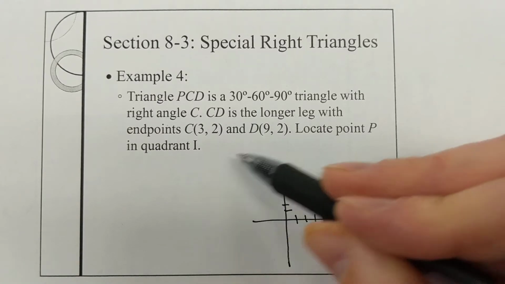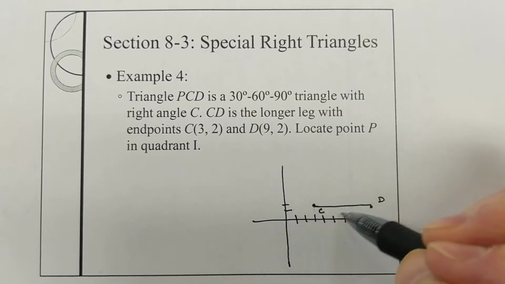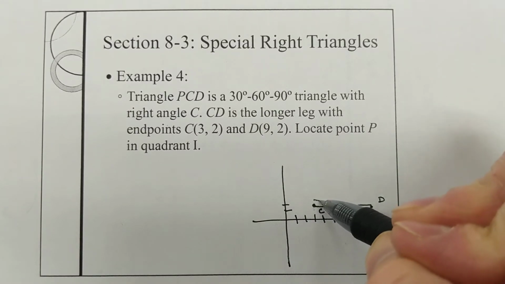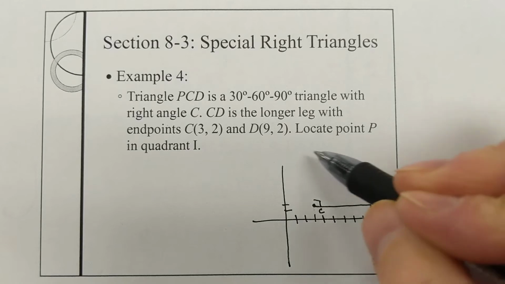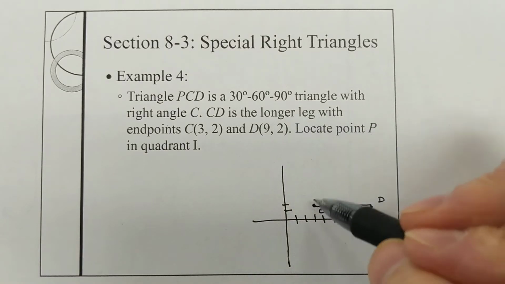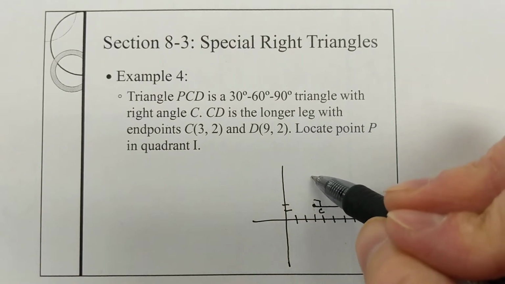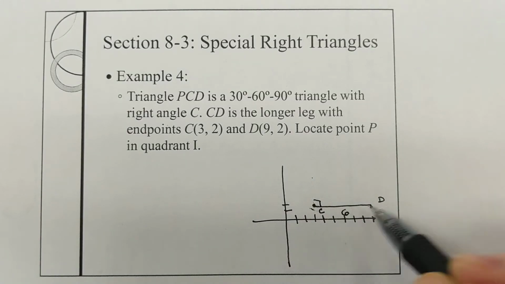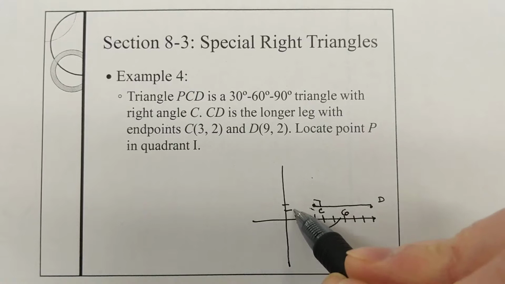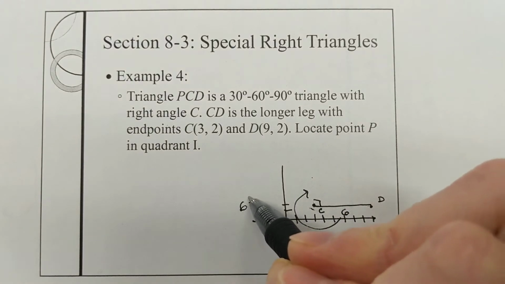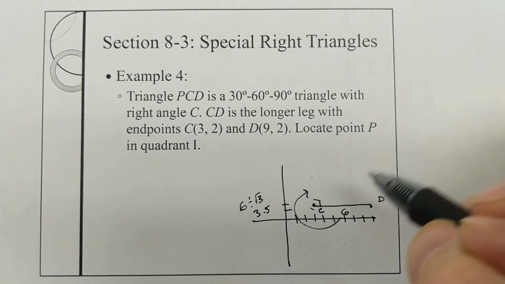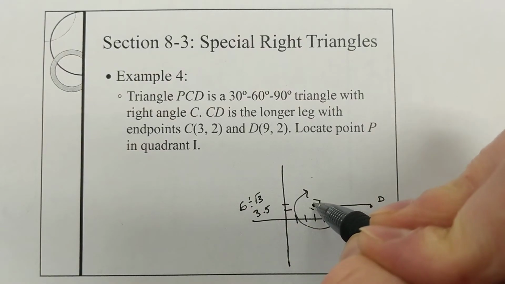It tells you here this is in quadrant 1. This quadrant in the upper right is quadrant 1, so P has to be somewhere above C because there's going to be a right angle there. Locate point P in quadrant 1. So to do that, I need to figure out how far above C P is. To do that, I need the length of this leg. That leg is 6 spaces long, which means to get the short leg, I have to divide 6 by root 3, which is about 3.5. So I have to go up 3.5 from here.